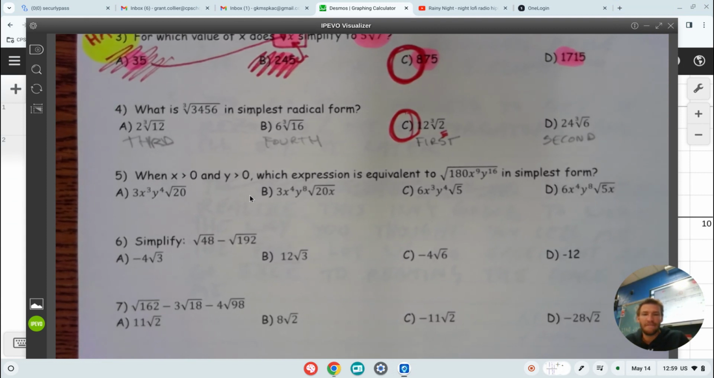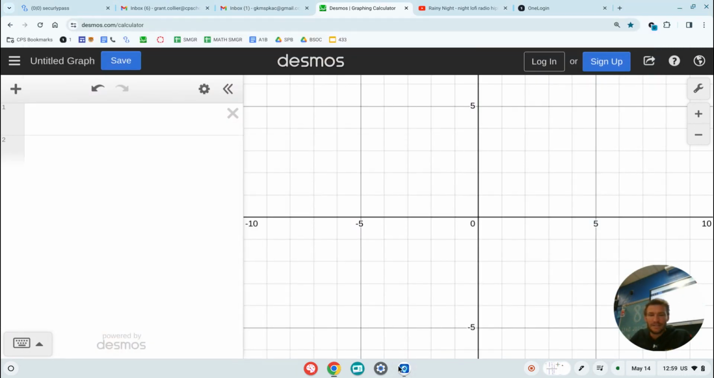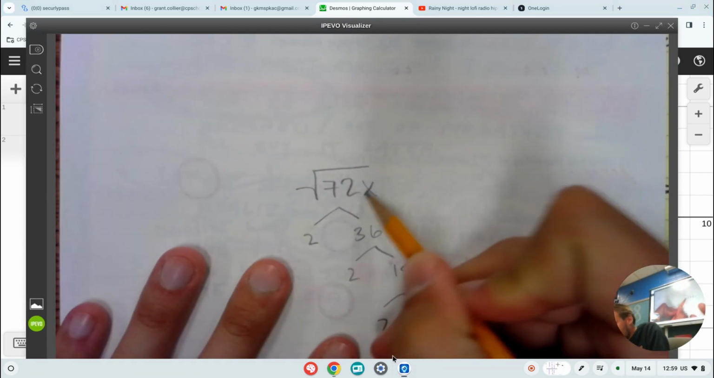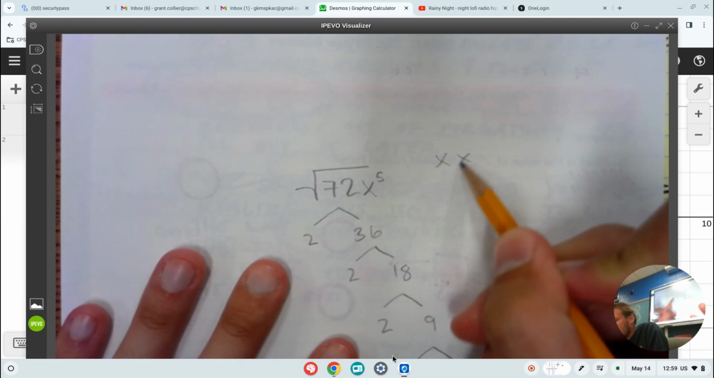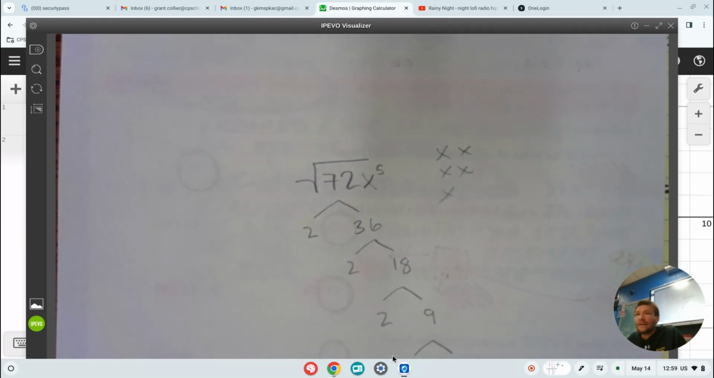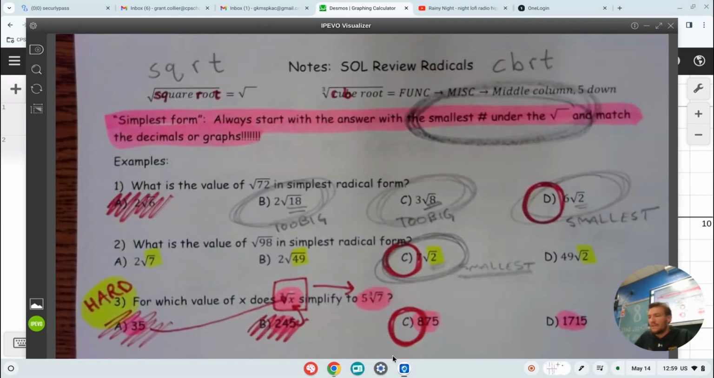Question number 5 says which expression is equivalent to this? And the big problem is that it's got letters. I remember doing these letters. If you remember doing them this way, it would say something like x^5. We would go x, x, x, and write a whole bunch of x's. And you could totally do that. But again, on the SOL test, you might not want to do that.